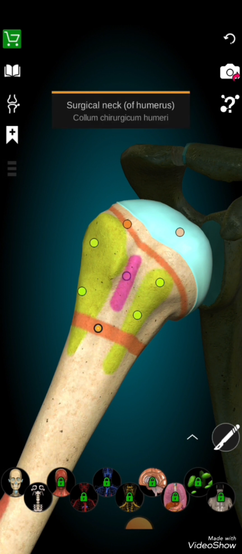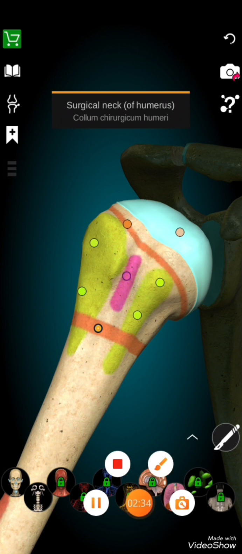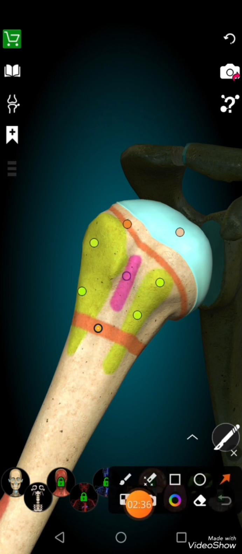Now this is the surgical neck. Let me mark it for you. This is the surgical neck, right? Now I can show that this separates the upper end from the shaft, right? Now let me show, this is the anatomical neck that separates the head of the humerus from the rest of the upper end, right?